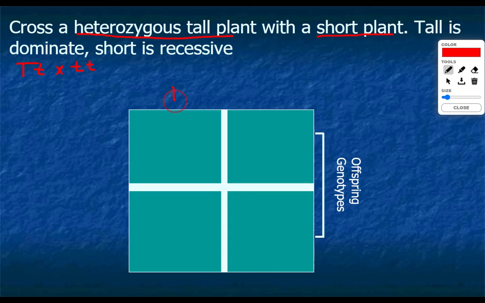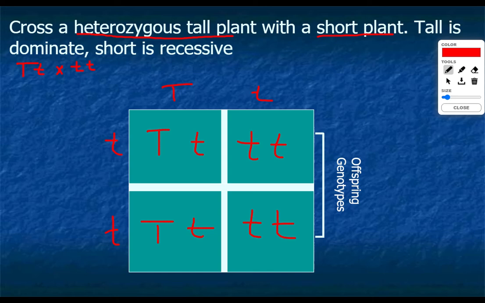All right, so what we do now is set the parents up in our Punnett square. We separate the alleles. The large T gets distributed straight down. The lowercase t gets distributed straight down. And the same thing happens for our other t's. They get distributed straight to the right. So here's our possible offspring.